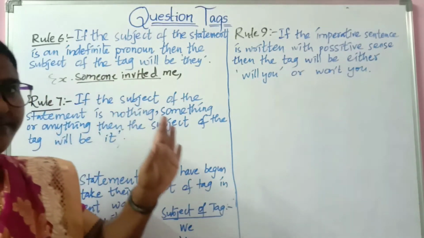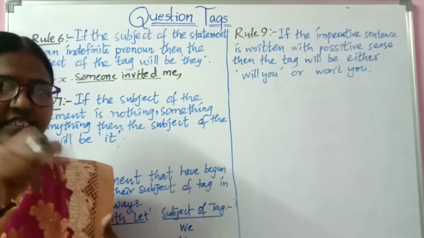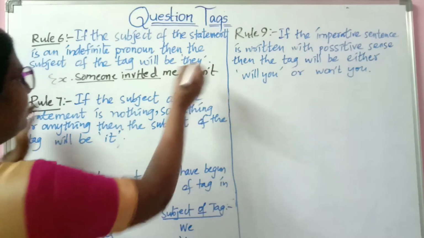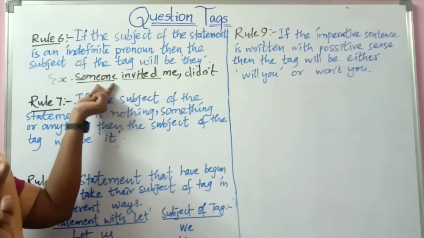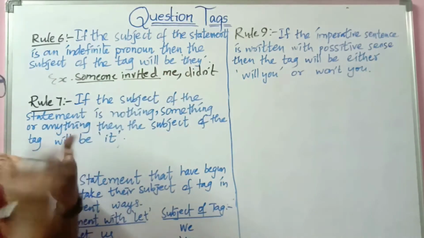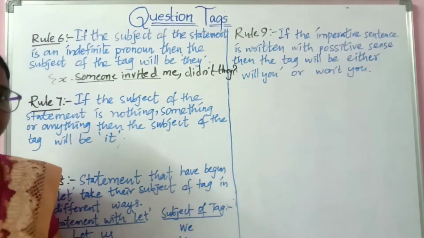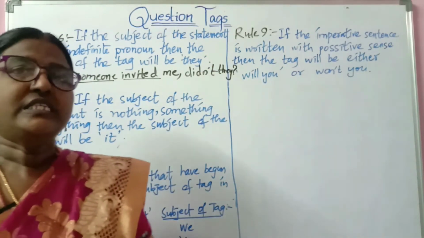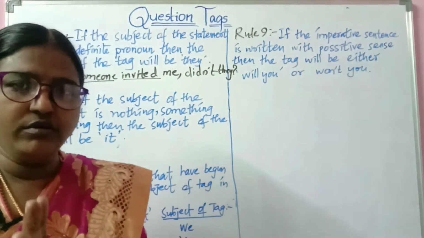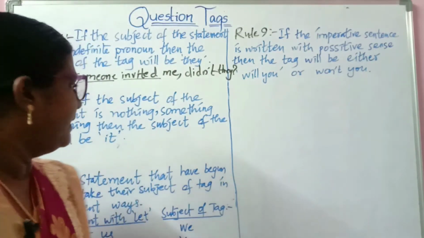Invited, no auxiliary. I said in the rules in the beginning, no auxiliary. See the main verb, it is in V2 form. So we take did, make it negative, didn't. Someone is an indefinite pronoun. So when we are writing the tag, we have to take they. Always remember that if the statement starts with an indefinite pronoun, then when we are writing the tag, you have to take they.